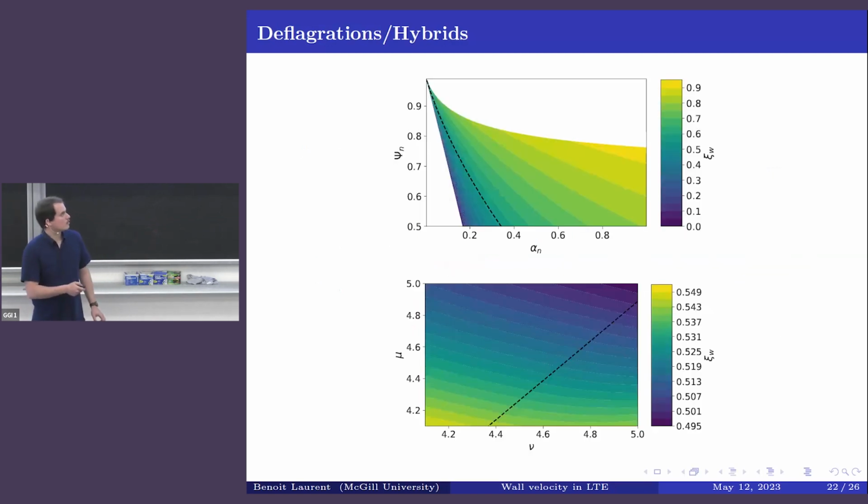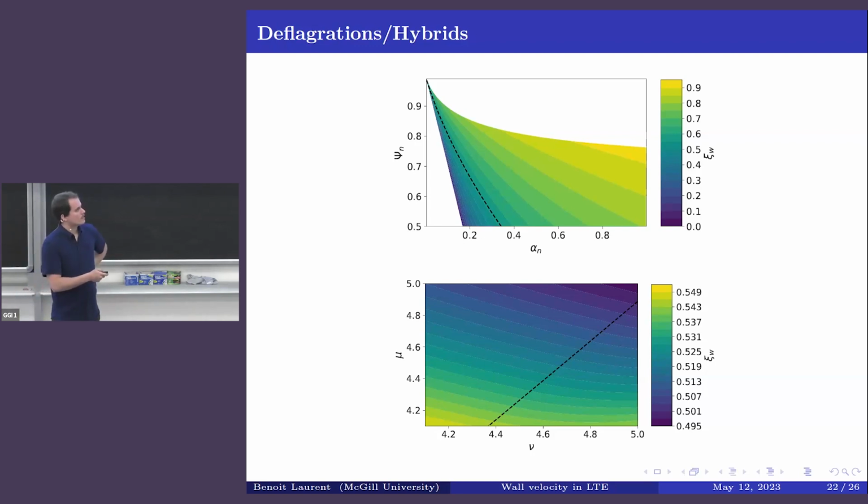And this is the result that we get. On the top plot, the color shows the wall velocity as a function of psi and alpha. These are only deflagration and hybrid solutions, no detonation, like I said before. And the dashed line is the region where the wall velocity is equal to the speed of sound, so that on the left side of this line it's deflagration, and on the right side, it's hybrid.